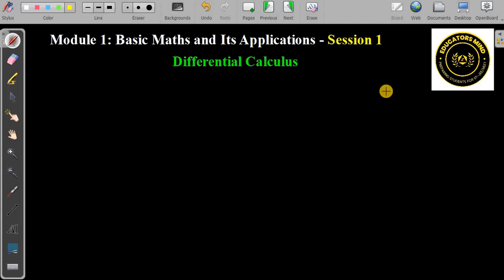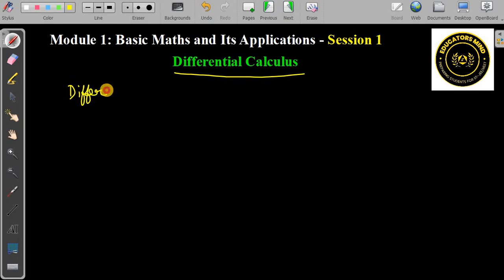Welcome all. So let us start with module 1, which is about basic maths and its application. This is session 1 where we are going to discuss some topics, and let us start with differential calculus. Okay, so what is differential calculus? Basically it is the differentiation, right?